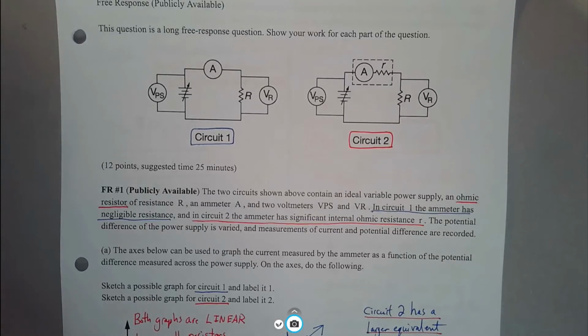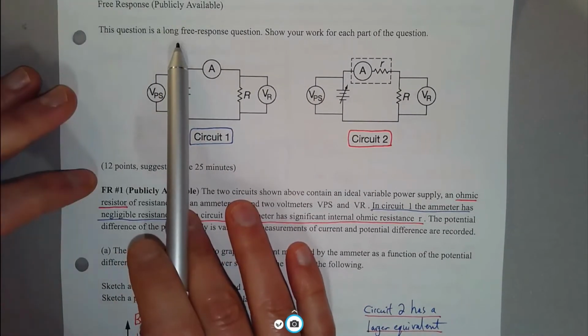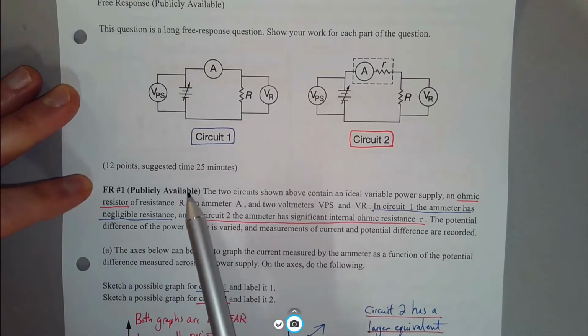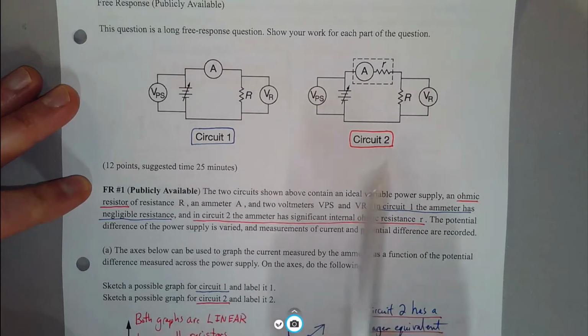All right, guys. In this video, we're going to look at an AP Physics 2 free response question from Unit 4 dealing with electric circuits. And this is a long free response question, so the suggested time to complete a question like this is about 25 minutes.